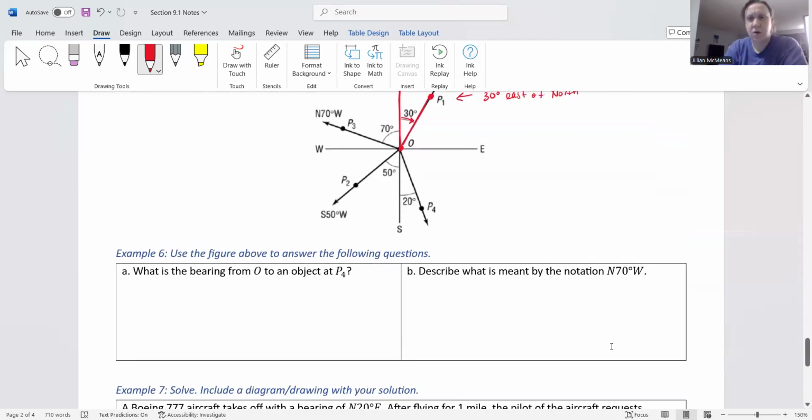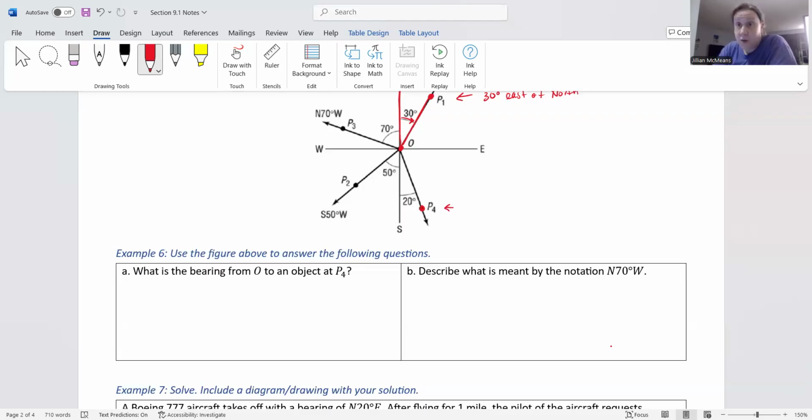So let's answer just a couple of quick questions about this, and then we'll do one word problem. I think it's just one word problem, okay? So example 6 says, use the figure above to answer the following questions. Part A, what is the bearing from O to the point P4? Well, O is the same origin, okay? So we're now interested in P4 right here.